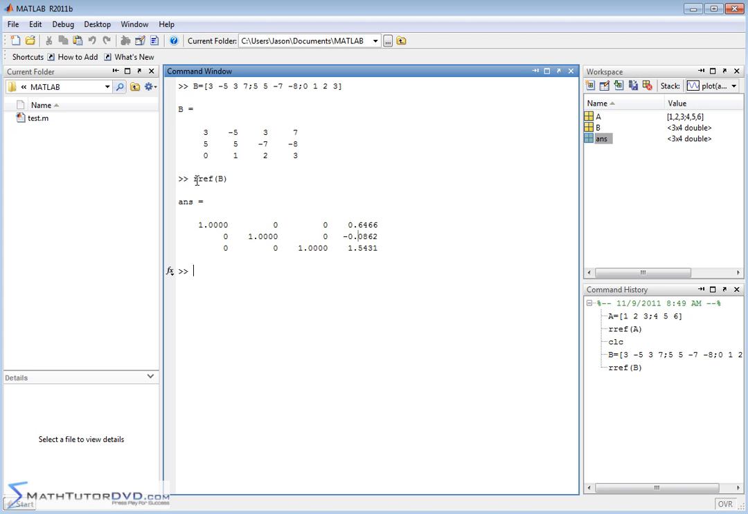So RREF is your friend if you're trying to solve a quick system of equations. The easiest way to do it in MATLAB, honestly, is just to stick it in a matrix, row reduced echelon form, boom, you can read your answers directly off the matrix.